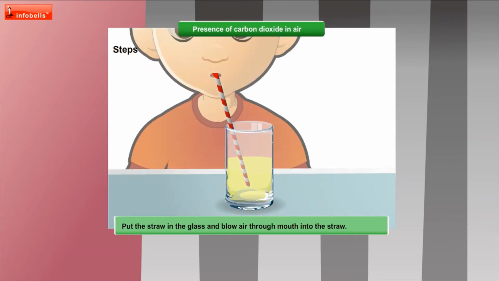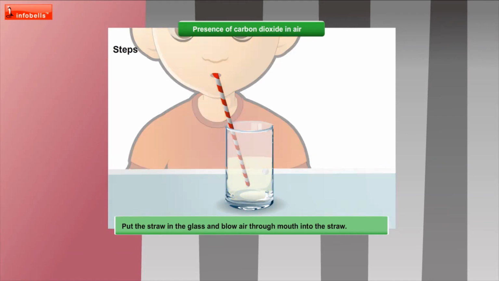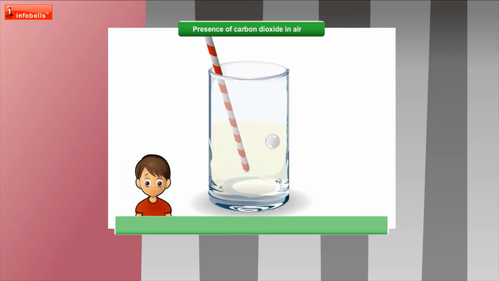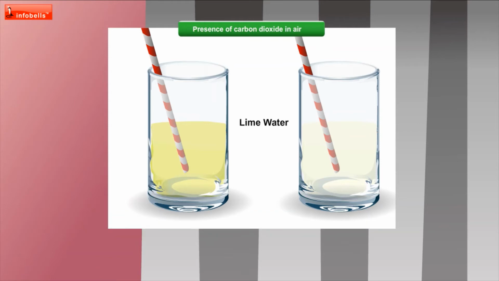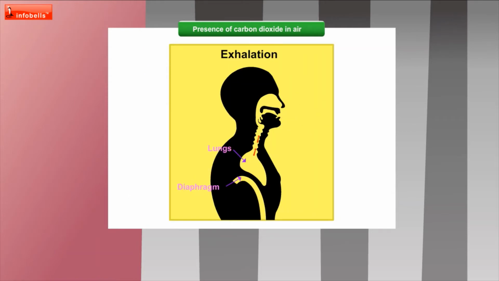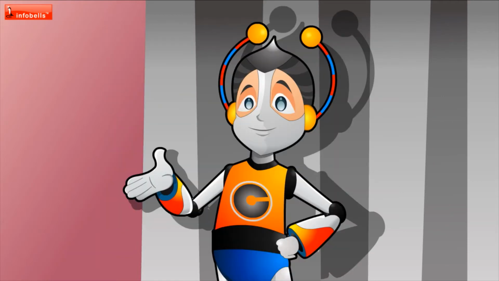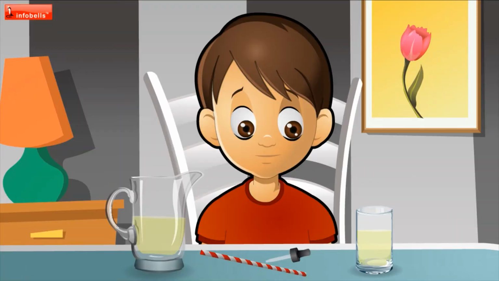Now put the straw in the glass and blow air through mouth into the straw. What do you see, UV? Bubbles again! Bubbles are formed and the water gets cloudy. See closely. Oh yes! The water looks cloudy. Why is that? The lime water becomes cloudy when it comes in contact with carbon dioxide. This shows we inhale oxygen and exhale carbon dioxide. Are you convinced now that you breathe out carbon dioxide? Yes, yes. Thanks, Chotu.